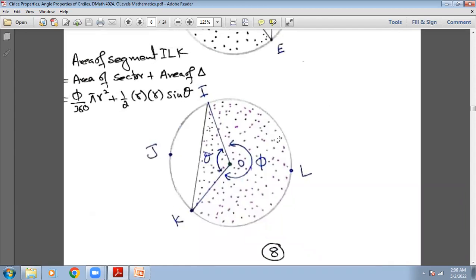Here is another example. For example, I have drawn this chord IK. Circle has been divided into two segments, the minor segment, and this whole is the major segment. If you want to find out the area of the major segment, find the area of the major sector and add the area of this triangle in it. So it will be phi by 360 pi r square plus 1 by 2 into r into the sine of theta. I hope you will never forget this formula.